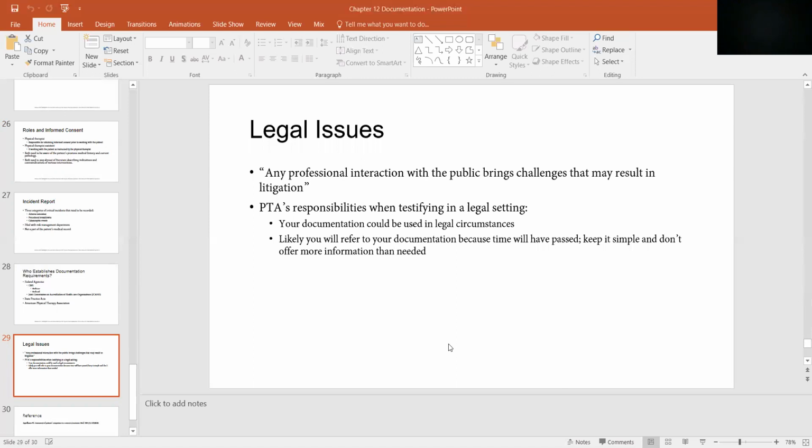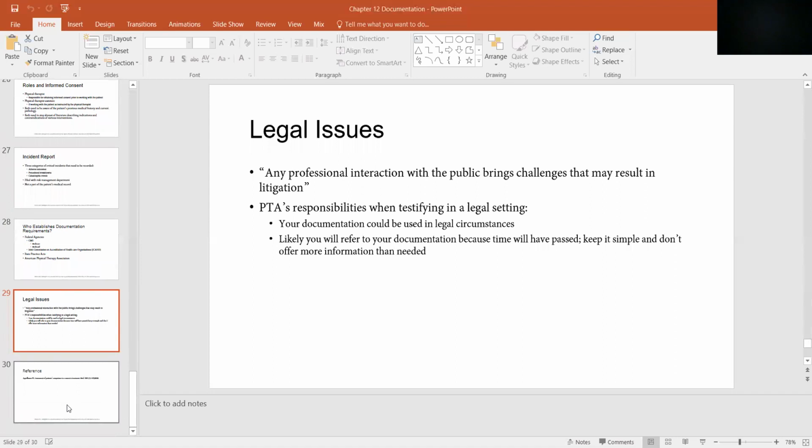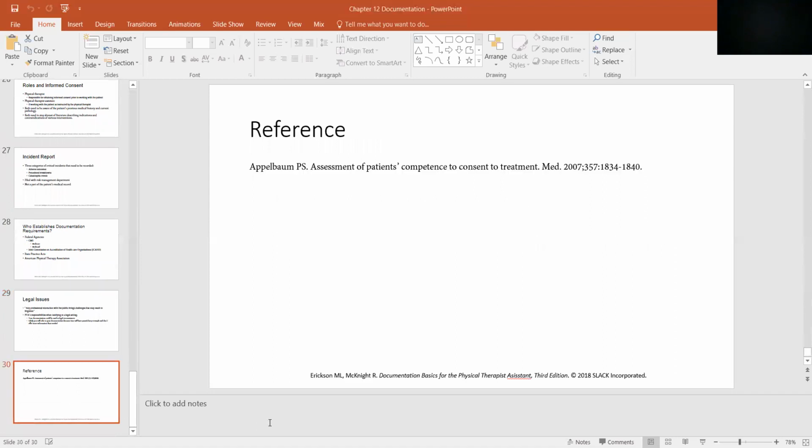And if you ever do have to testify in court, you will likely have to refer to your documentation because you're not going to remember all of the information about that patient. You're going to have to keep it simple and not offer more information than needed if you ever have to do that. And that is the end of this chapter.